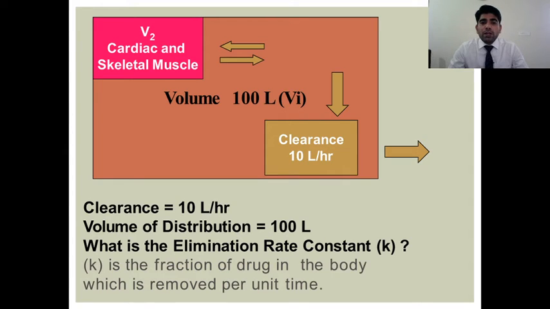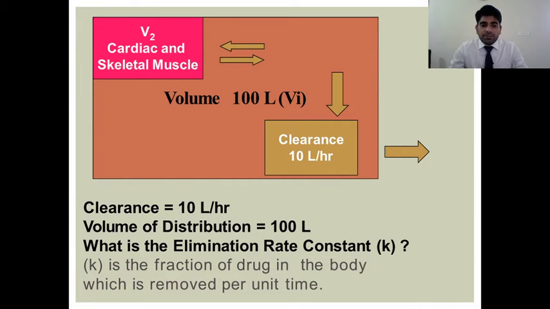Now here we have the calculation of K, because if we know the volume of distribution and if we know the value of clearance, if we know these two values, we can calculate the elimination rate constant. This is another pharmacokinetic parameter. So with the help of clearance and volume of distribution, we can also calculate the elimination rate constant value. So how can we calculate it? Let's first understand what the elimination rate constant is. Elimination rate constant is represented by K, which is the fraction of drug in the body which is removed per unit time.